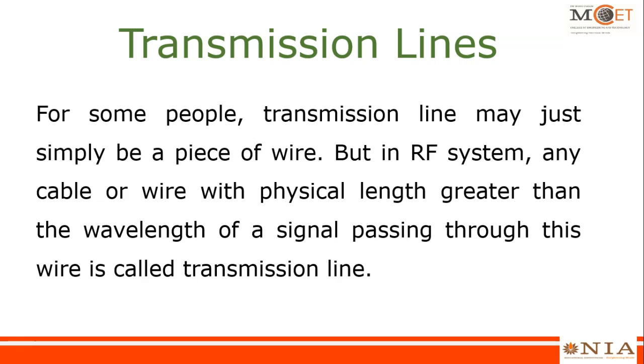Just simply a piece of wire, right? But in an RF system, any cable or wire with a physical length greater than the wavelength of a signal passing through this wire is called a transmission line. Actually, we have discussed this point earlier, right?